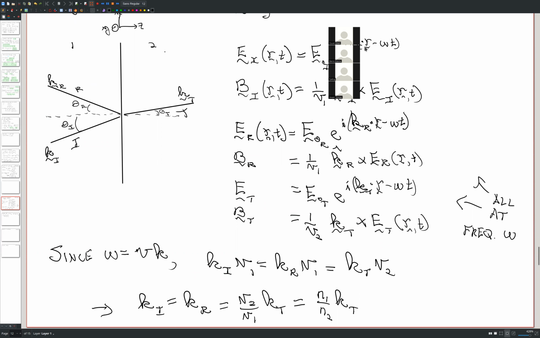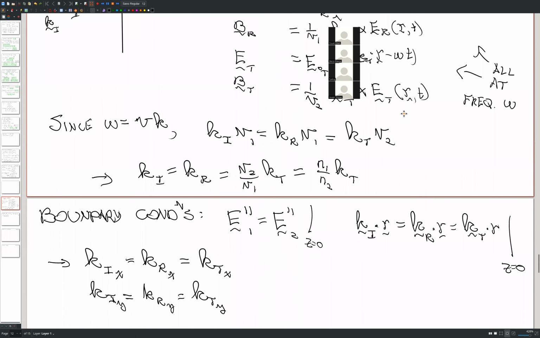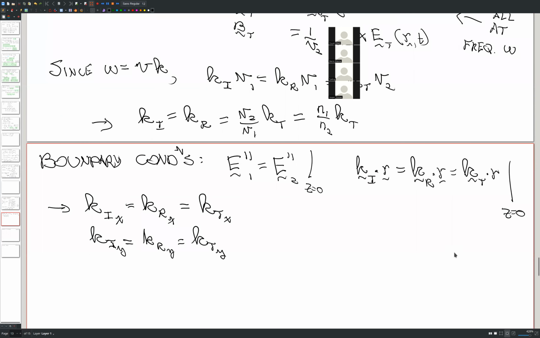Question about that formula. The one he was asking about, k_i dot r. I don't understand why this has to be the case. Okay, so let's do this more explicitly. What do I get from this?